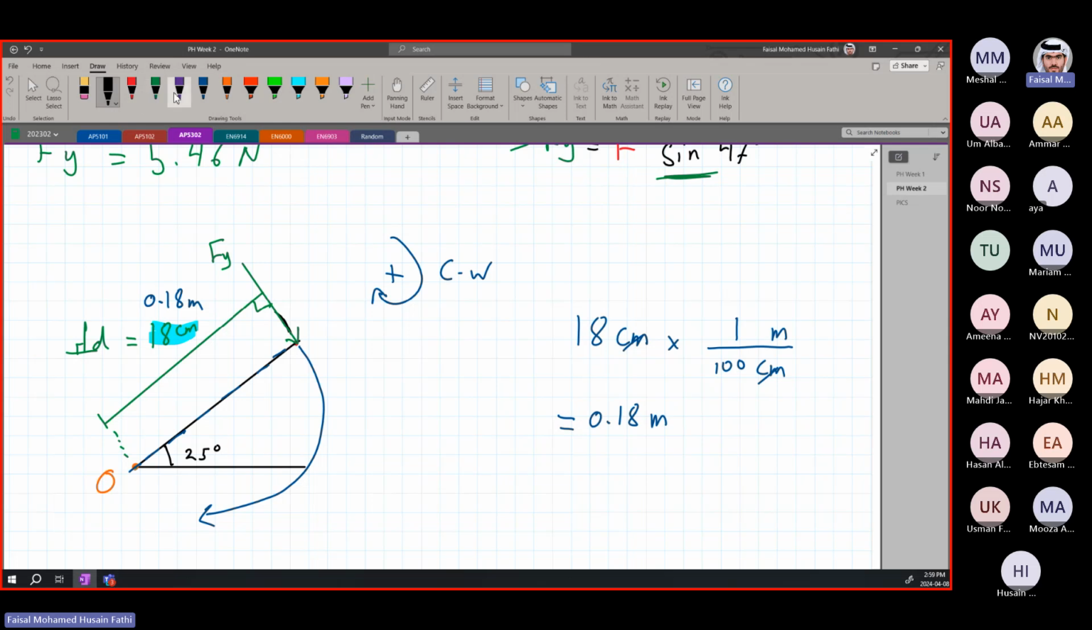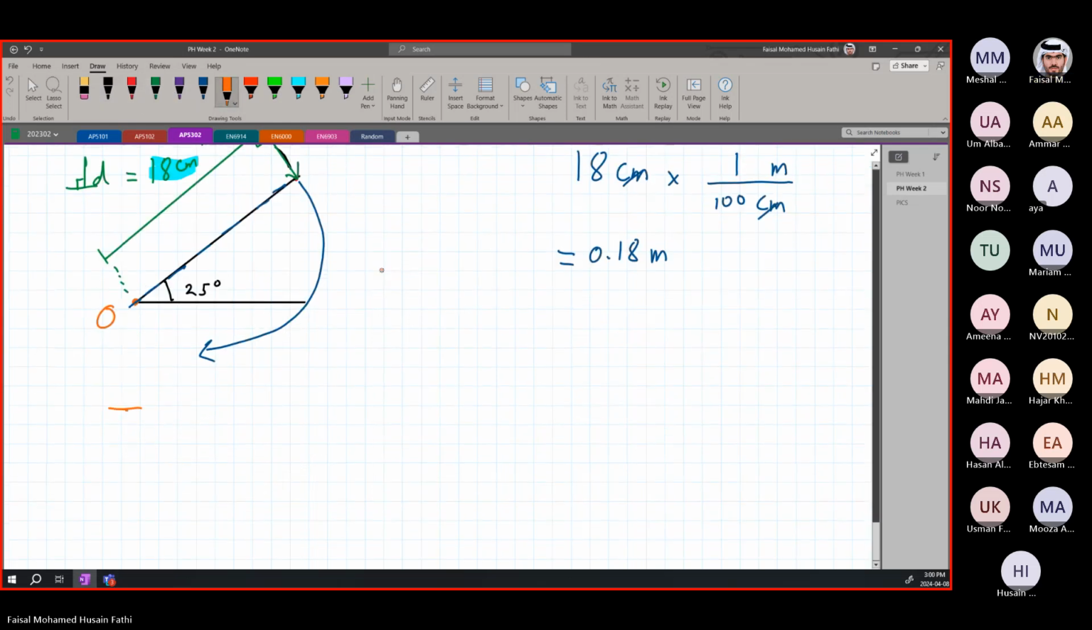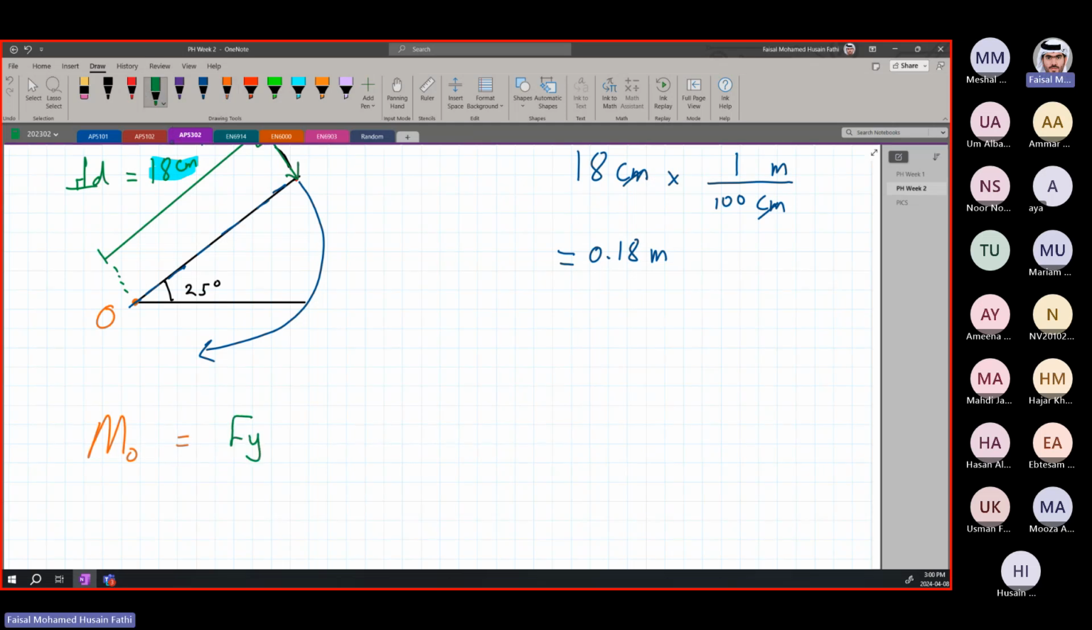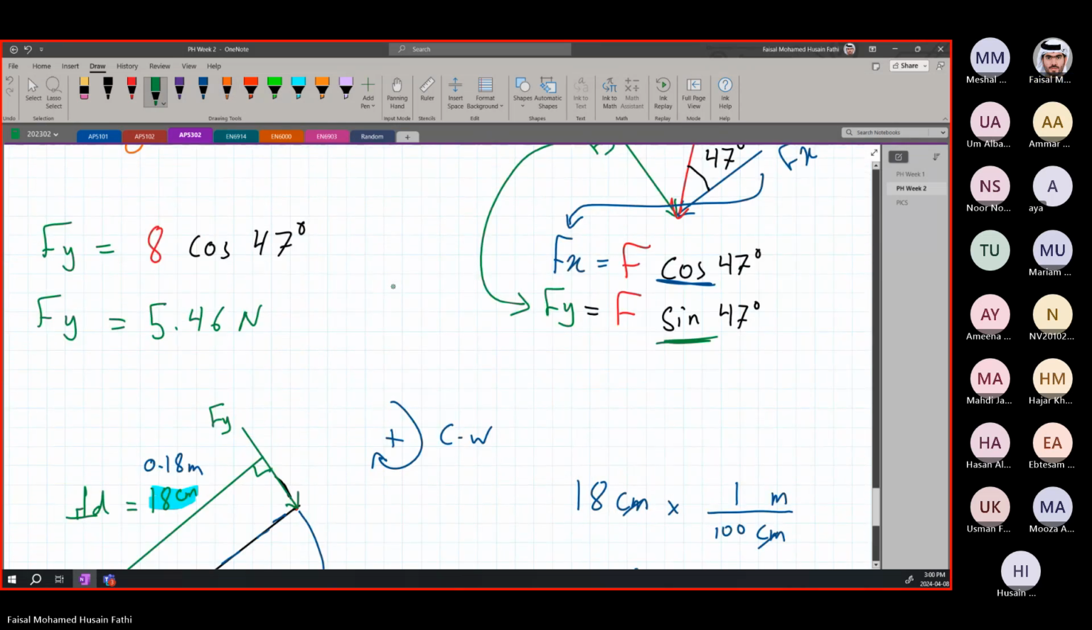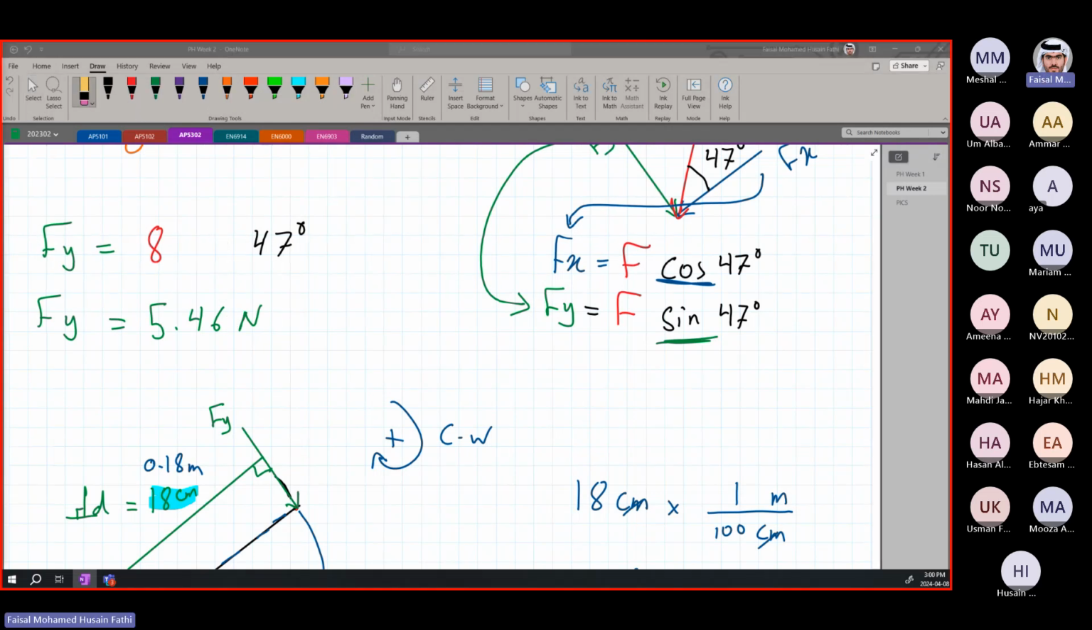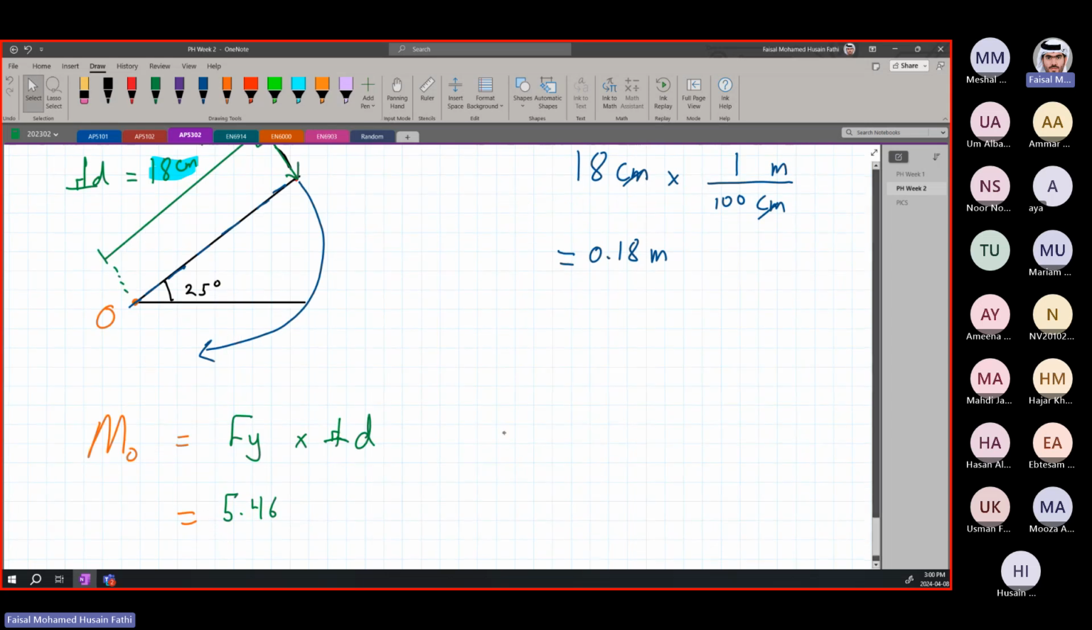Then we can solve for the moment now of f of y. So the moment about O is going to be equal to Fy times the perpendicular distance, which is equal to Fy, we found it to be 5.46. Sorry, Fy is sine. I don't know why I wrote it as cosine. This is sine. I just noticed that. Okay. So it's going to be sine of 47. Sorry about that. So if I just recalculate it again, 8 sine 47, it's going to be 5.85 newtons. All right. Sorry about that. So it's 5.85 newtons.